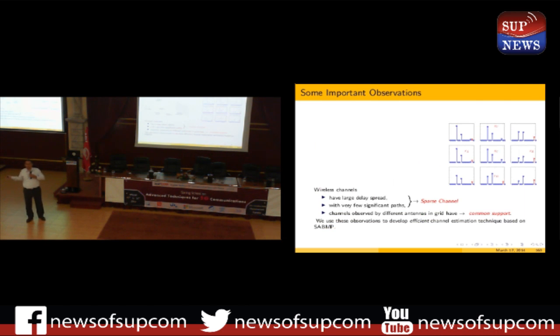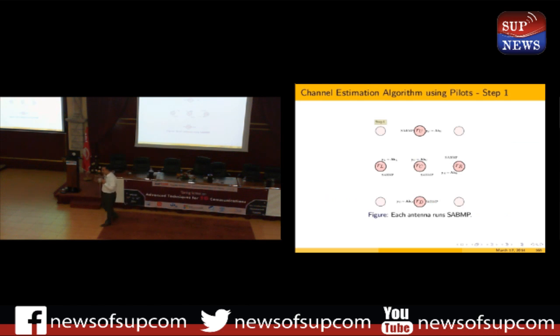In the spatially invariant case, it becomes what? It becomes similar to the multiple measurement problem, right? Same, different y's, different x's, but the x's have the same support. But here, it's not exactly that multiple measurement problem. Okay, so what do we do now? What's going to happen is that each antenna is going to run the SAP-MP algorithm, our algorithm which we developed, this support agnostic Bayesian algorithm.